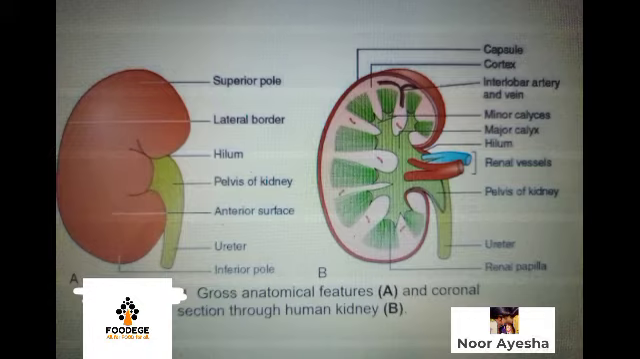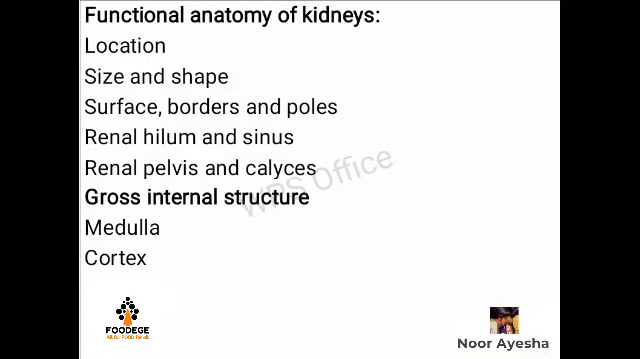Next is surface, borders and poles of kidneys. Each kidney has anterior and posterior surfaces, medial and lateral margins, and superior and inferior poles. The lateral margin is convex and the medial margin is concave, where the renal sinus and renal pelvis are located.